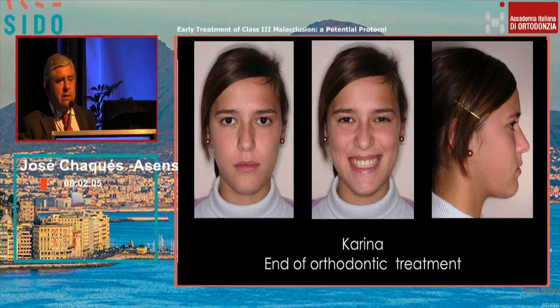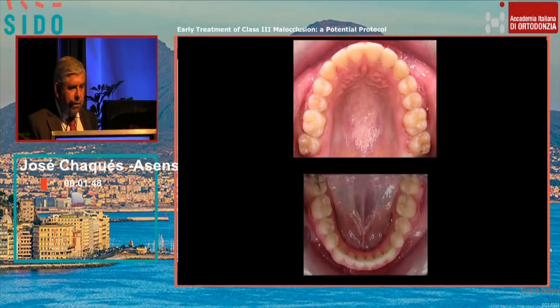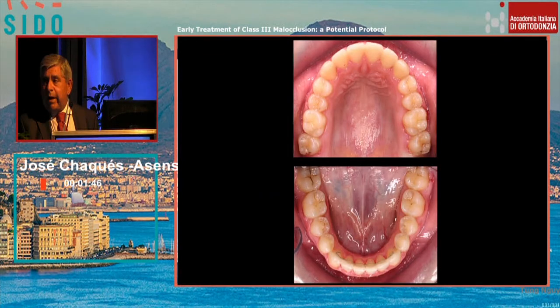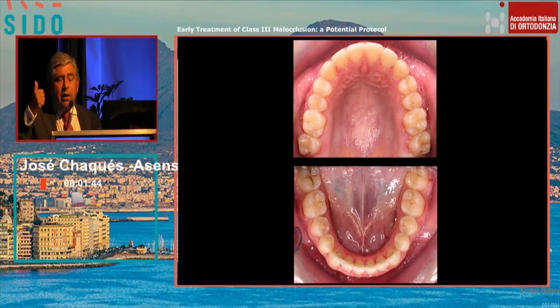Beautiful smile. Now you tell me, if you look at the profile, can you guess we departed from a very significant class 3 skeletal relationship? If I hadn't shown you the first picture, you would never guess. Not only that, we were able to treat Karina without surgery, without skeletal anchorage, without plates, without mini screws, without extractions.